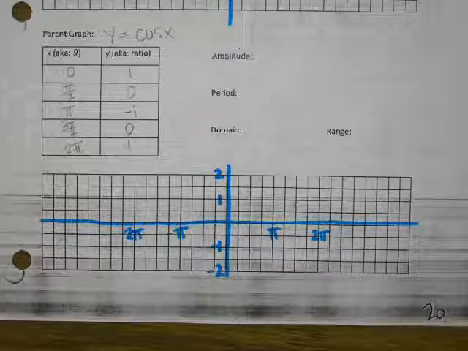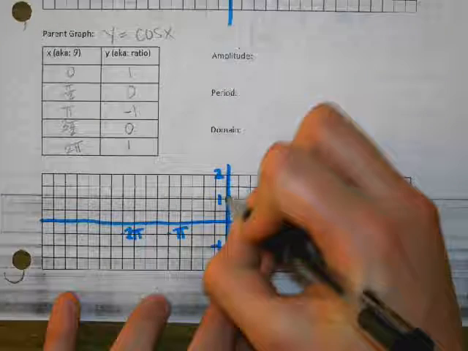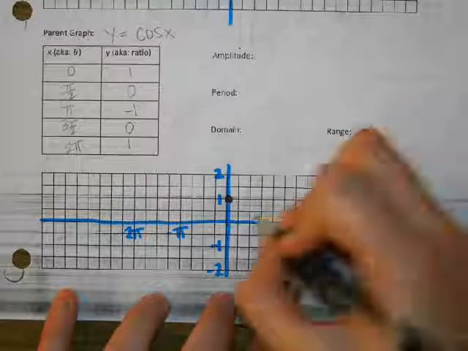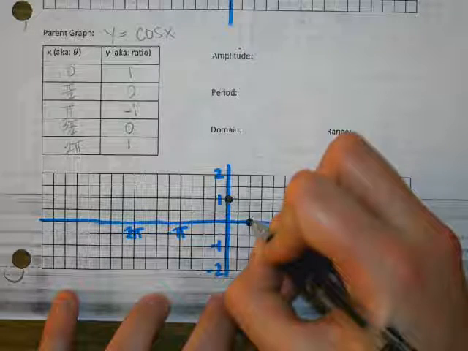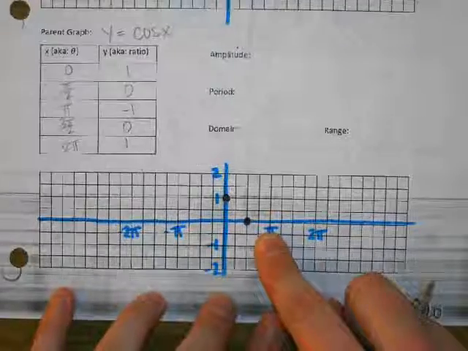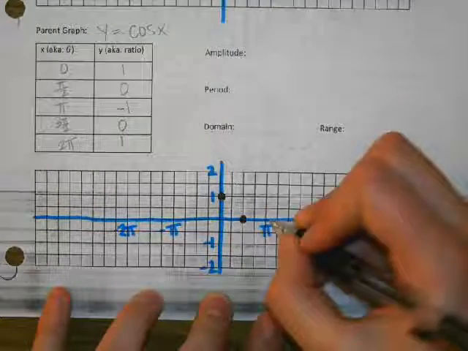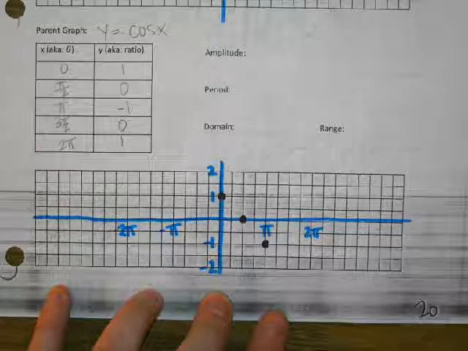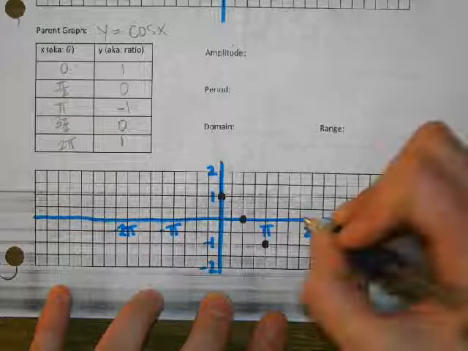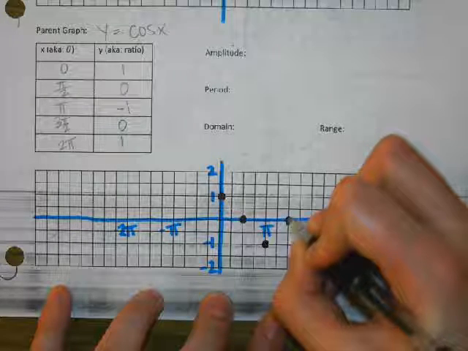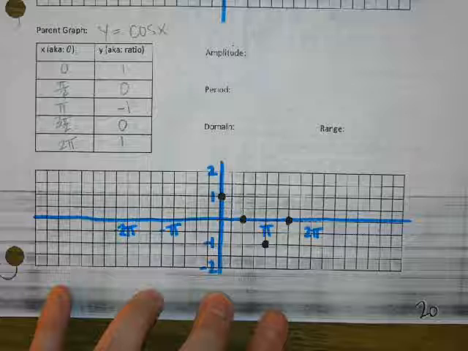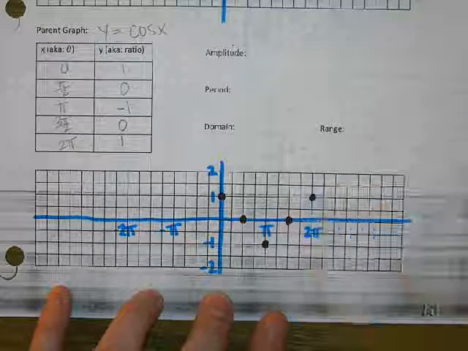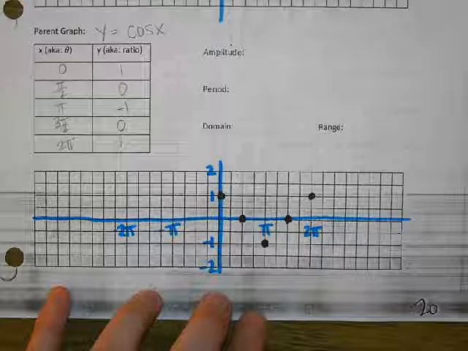So my first point is 0, 1. So I've got 0 and then go up to 1 and I put a dot. My second point is pi halves, 0. So pi halves is halfway between 0 and pi. My third point is pi, -1. My fourth point is at 3 pi halves, 0, so that's right in between pi and 2 pi. And then my last point is 2 pi, 1, and don't connect them yet. So just leave your dots there to start with.